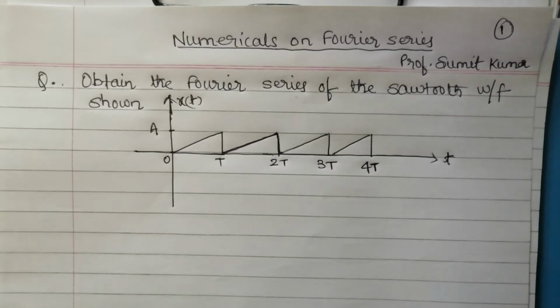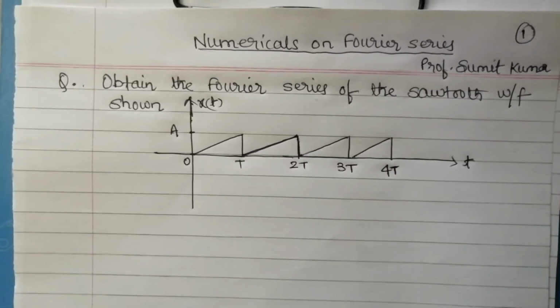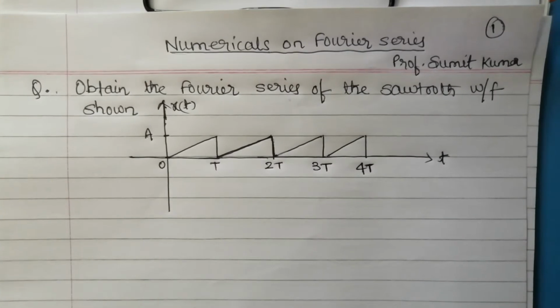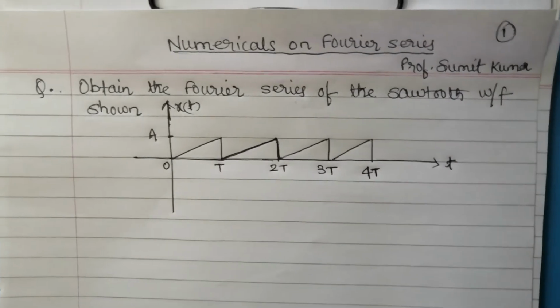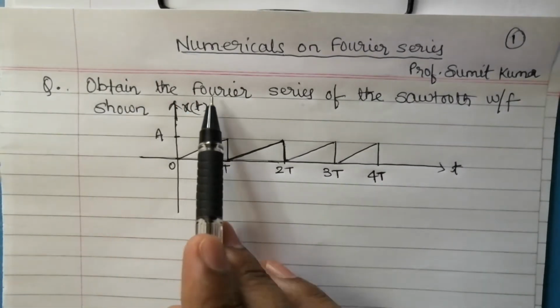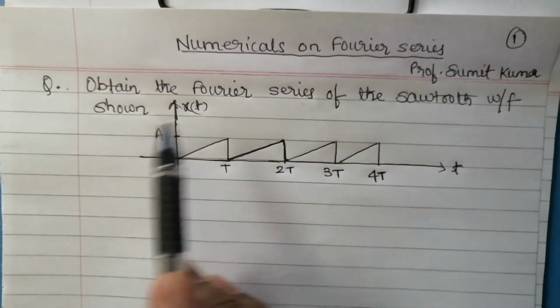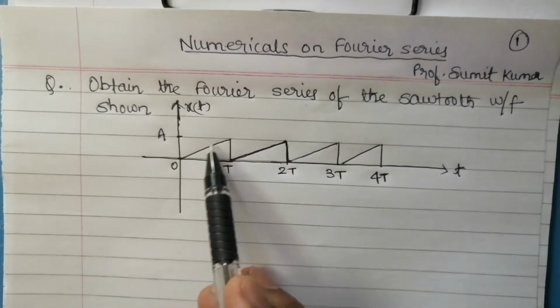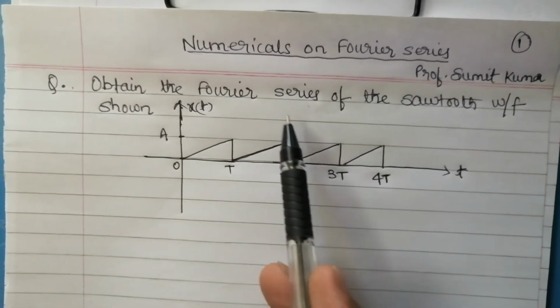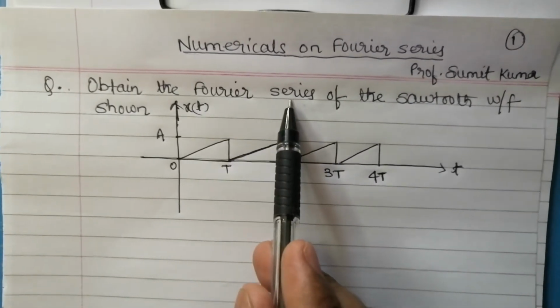So for today's video we have taken this numerical. In this particular numerical we have to obtain the Fourier series of the given sawtooth waveform. This waveform is like a sawtooth, so we have to find its Fourier series.